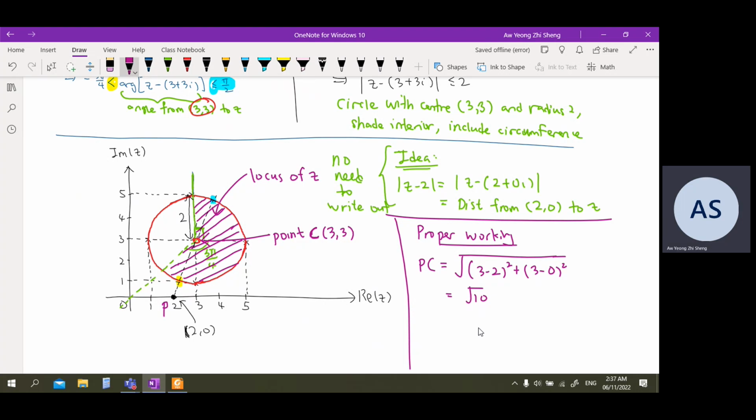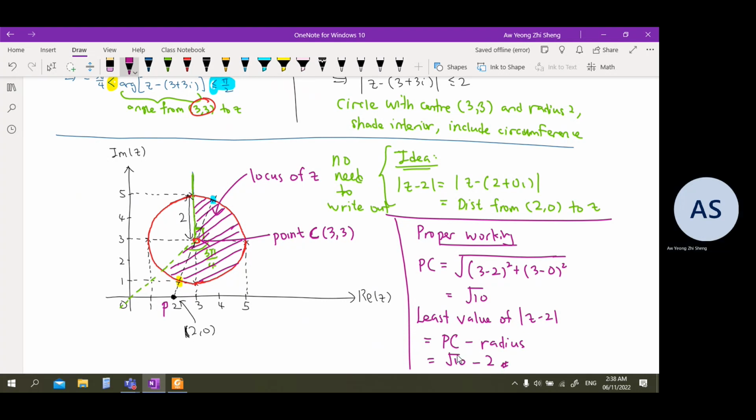Then it's time to write the least value of modulus z minus 2. Okay, that would be PC minus the radius. PC is square root of 10. Radius is 2 units. And that.